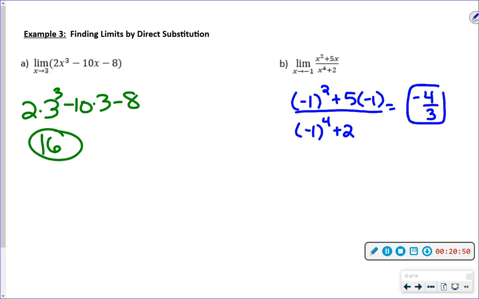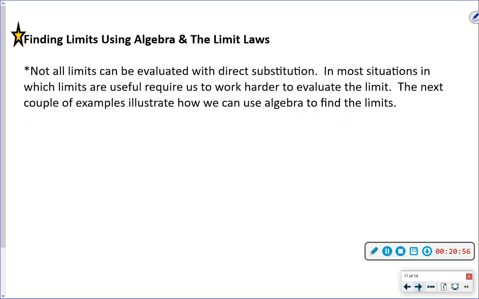See, everybody loves direct substitution. Now, as always, like I've been telling you, we can't do everything with direct substitution. We might have to do a little algebra simplification, everybody's favorite. A little algebra simplifying can lead us to being able to do direct substitution.